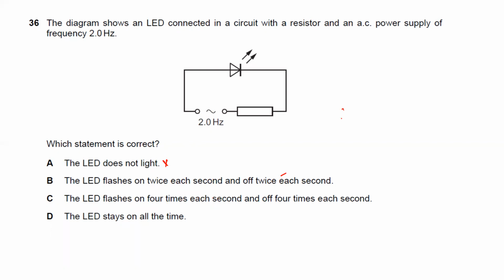So what does a frequency of 2 hertz mean? Frequency is 1 by time period. So 1 divided by 2 is T, and it is equal to 0.5 seconds. So the time period is 0.5 seconds, and in 0.5 seconds, 1 cycle passes.